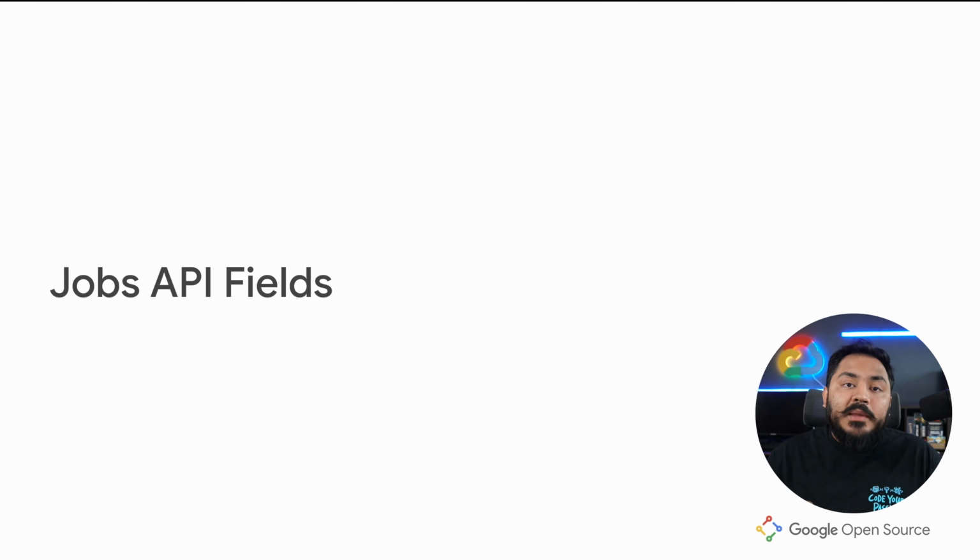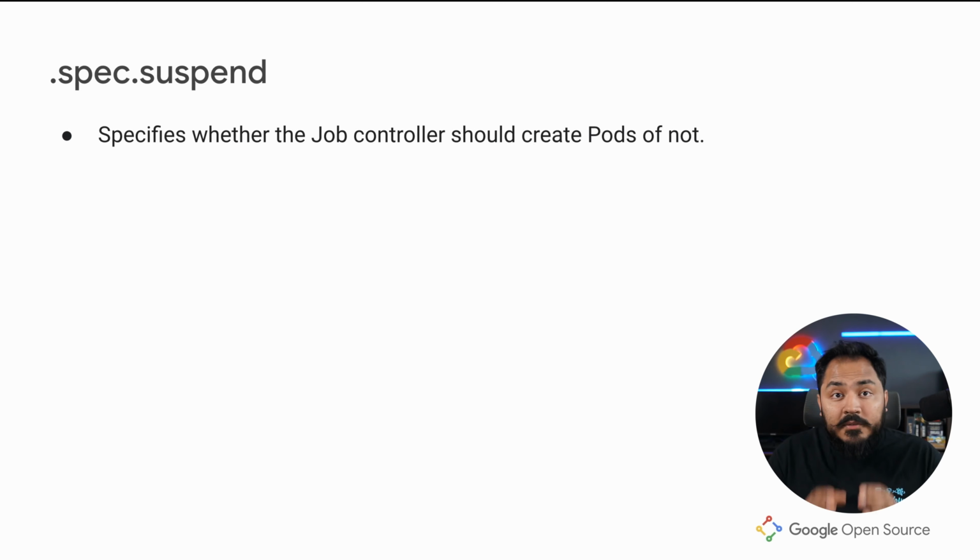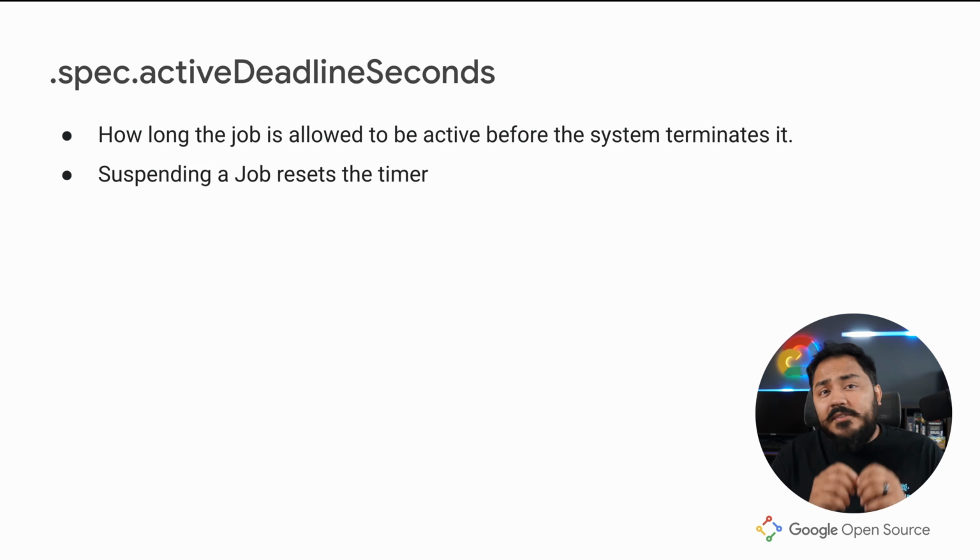In Kubernetes, changing the jobs API field lets you control the behavior of the job. The first field we're going to talk about is spec.suspend. This specifies whether the job controller should create a new pod or not. The next field is spec.activeDeadlineSeconds. This field defines how long the job is allowed to be active before the Kubernetes controller tries to terminate it. Suspending a job resets the timer.